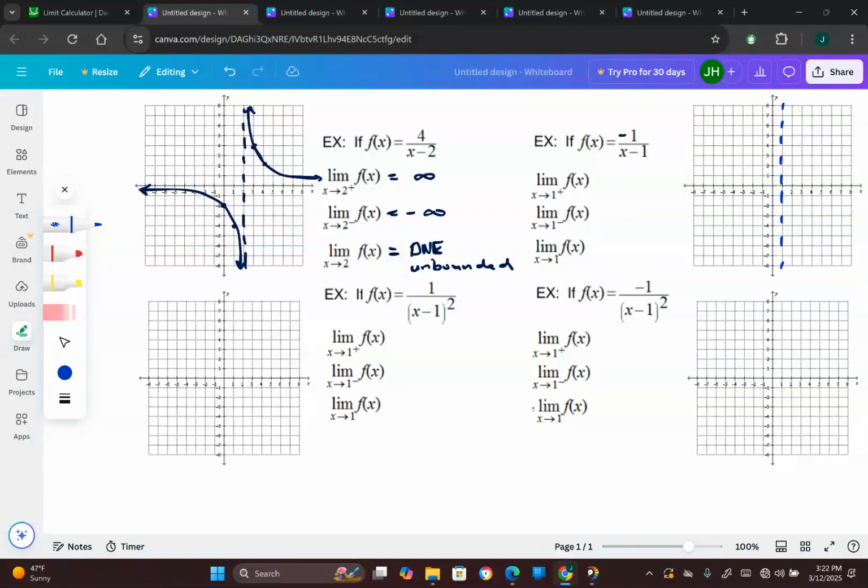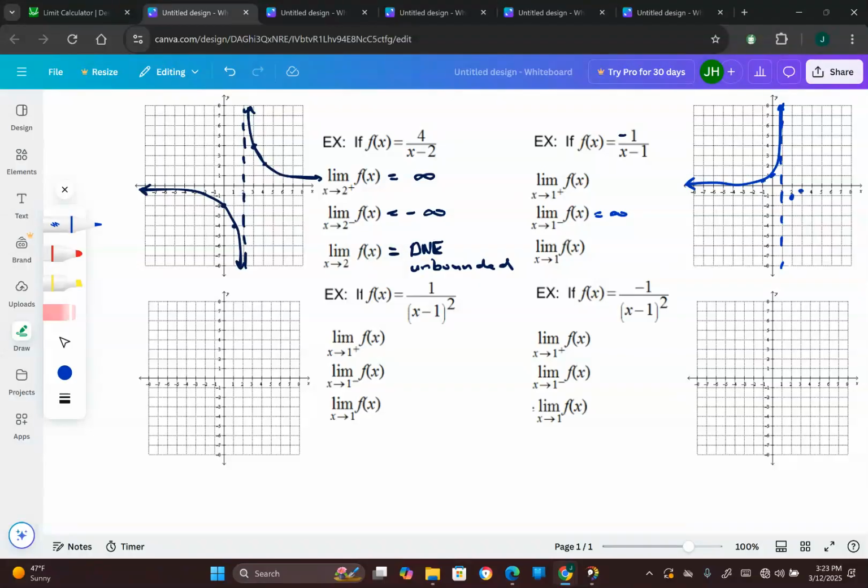If I plug in 0, I'm going to get 1. If I plug in negative 1, I'm going to get a half. This graph runs along the x-axis and then shoots up to infinity along the left-hand side, which means the limit as x approaches 1 from the left goes to infinity. If I plug in 2, I'm going to get negative 1 over 1. That's negative 1. If I plug in 3, I'm going to get negative 1 half.